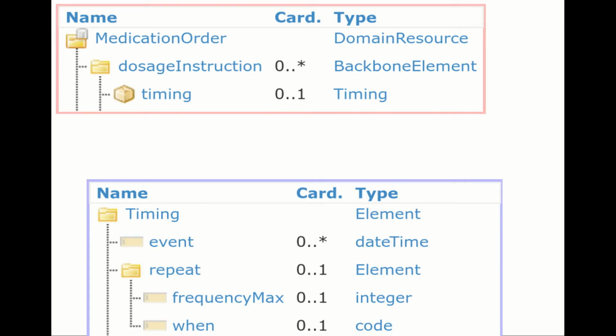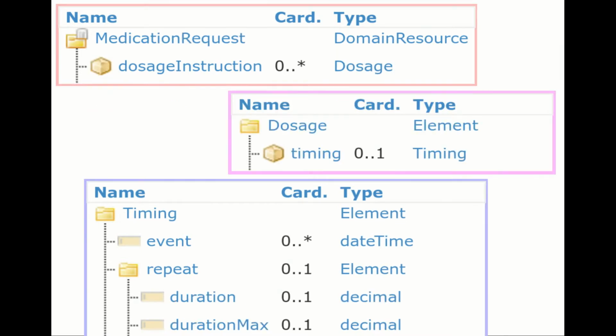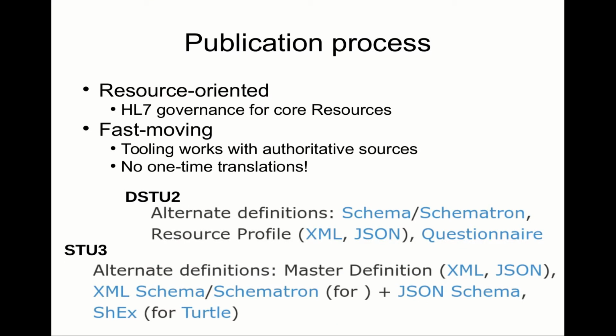These schema are quickly evolving. For instance, the DSTU2 medication order has a built-in dosage instruction, which has been broken out into its own resource in STU3. So where do these definitions come from? Interop comes from a core set of resources managed by HL7. The development of RDF schemas, examples, and translation tools is cast in terms of these resources.